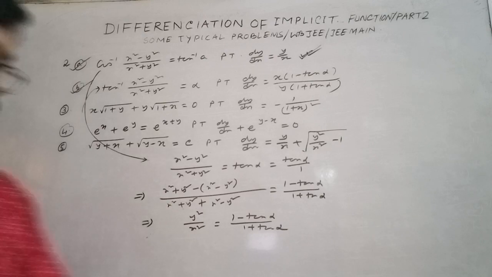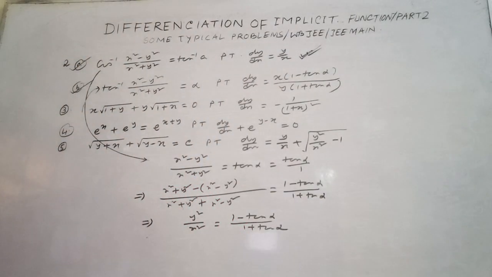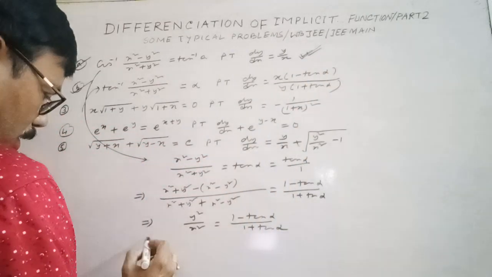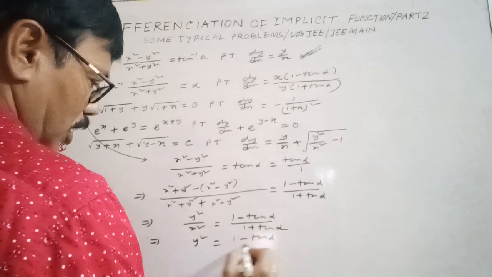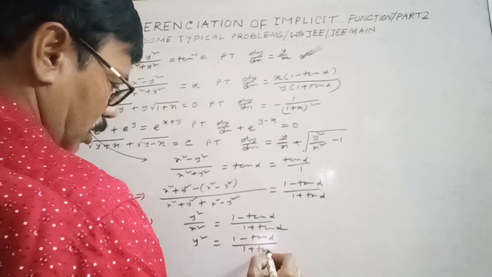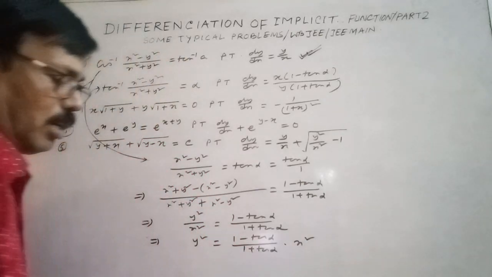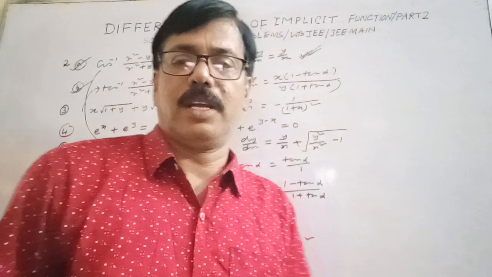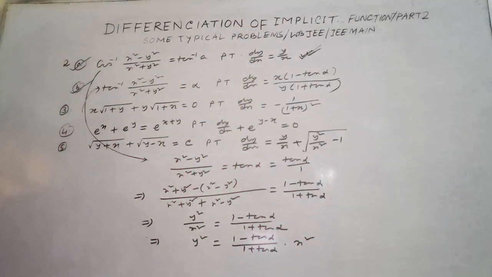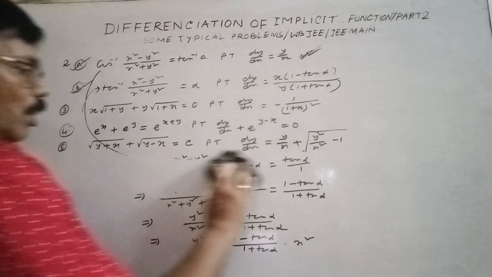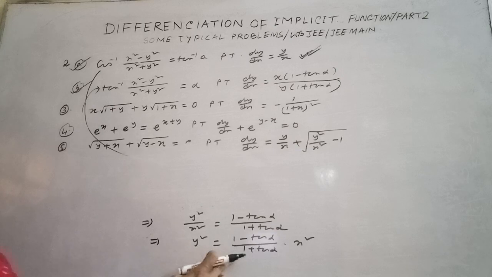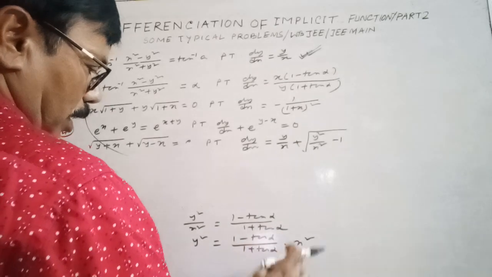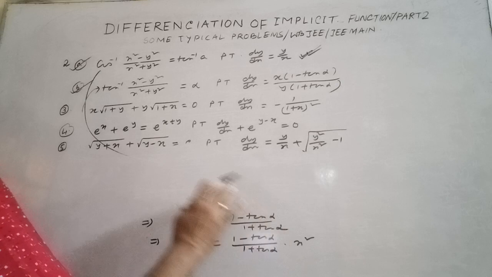Now look at the final result. The final result involves alpha. So you transfer x square to the right hand side, treating this as constant, and we take differentiation. So what is the derivative? You look: y square equals (1 minus tan alpha) by (1 plus tan alpha) into x square.